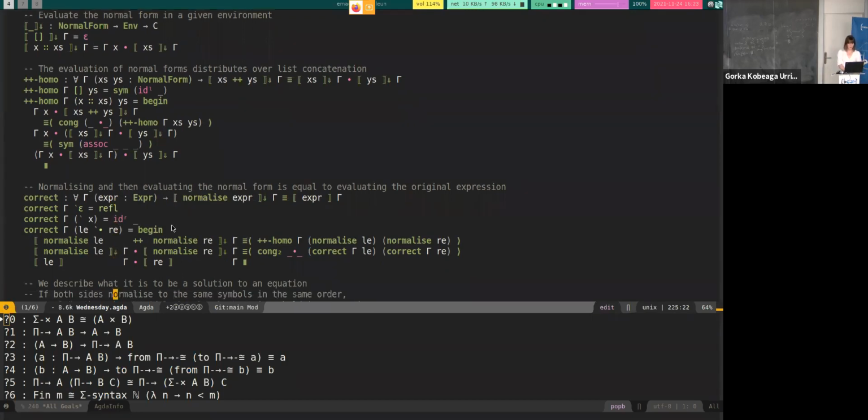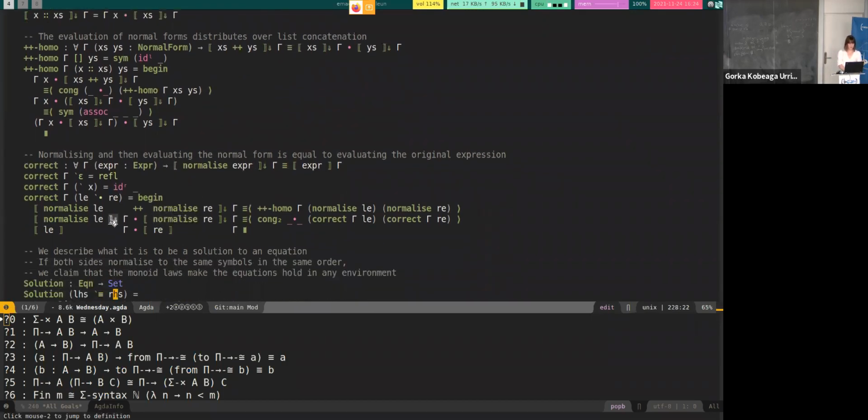I don't know if it's worth stepping through the details of the proof, but basically we start by pattern matching on the expression. So we have three cases. In the case where the expression is the empty expression, normalizing it is going to give you the empty list. And then evaluating the empty list is going to give you epsilon back. And on this side, it's going to give you epsilon back as well. So this is an easy case. We just say reference.